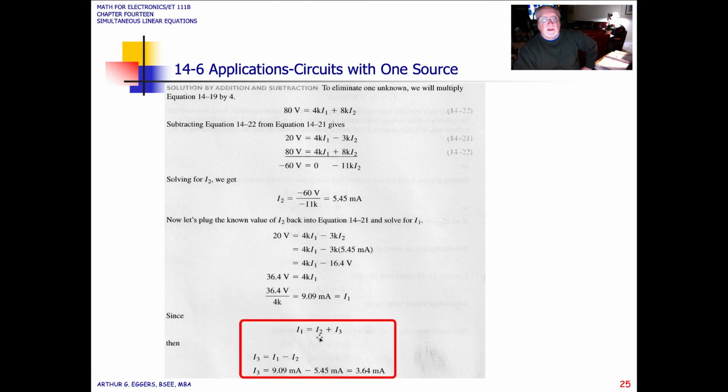Since by Kirchhoff's current law I1 is equal to the sum of I2 plus I3, we are able to solve for I3 by moving the terms around. I3 is equal to I1 minus I2, which is 9.09 milliamps minus 5.45 milliamps, and we end up with 3.64 milliamps.